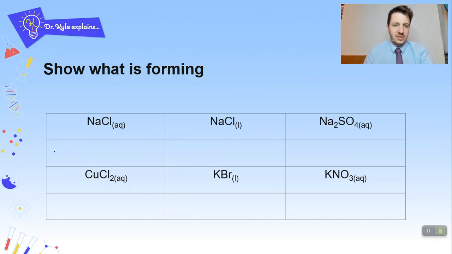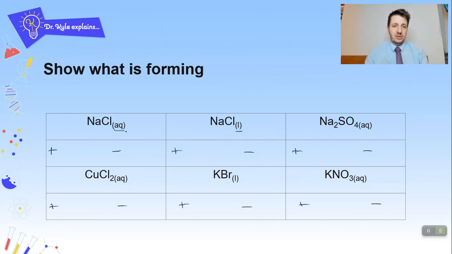So on this table, if you just draw out these different compounds here and then write positive, negative, positive, negative, positive, negative, positive, negative, positive, negative, and then I want you to tell me what's forming at each. Now remember, it's really important to look at the state symbol to know whether you need to apply the rules or not. Pause the video now and have a go.